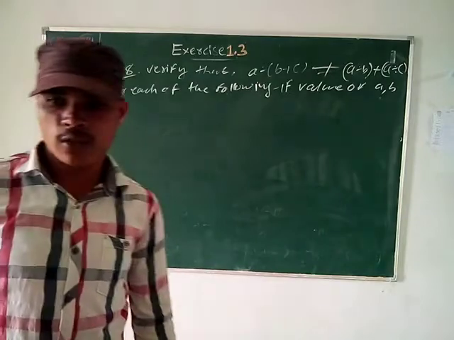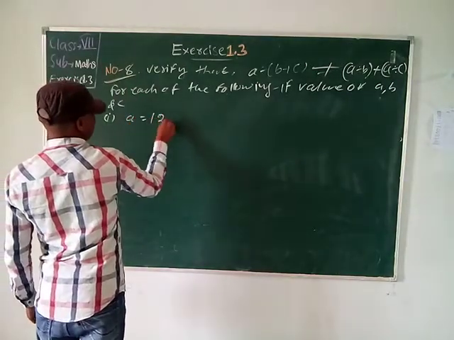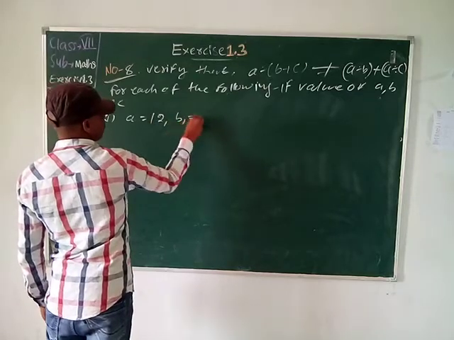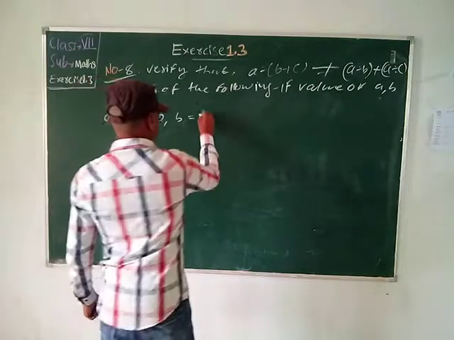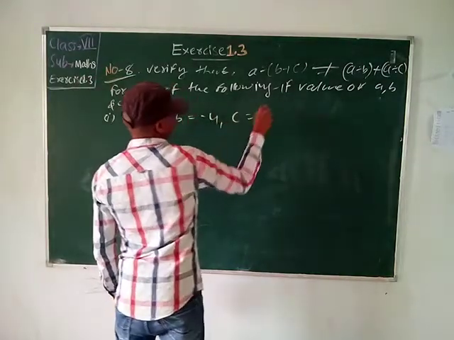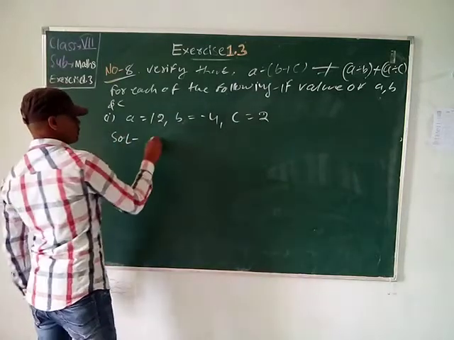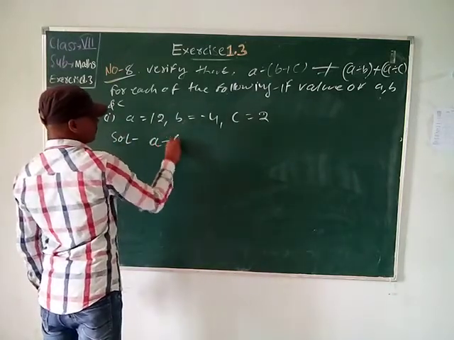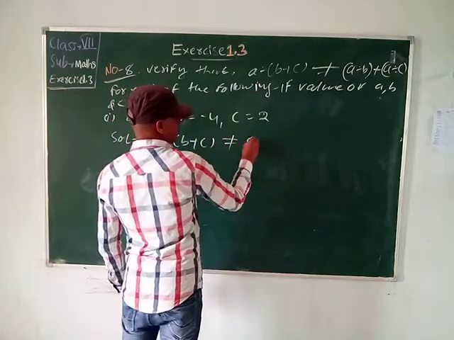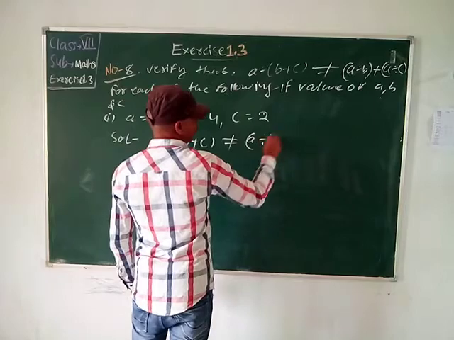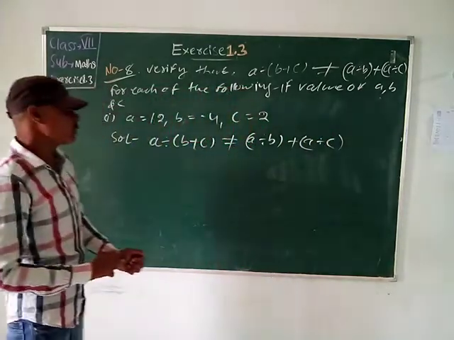Here a equal to 12, b equal to minus 4, c equal to 2. Then solution: we check whether a divided by b plus c equals a divided by b plus a divided by c. We can verify that LHS equals RHS.